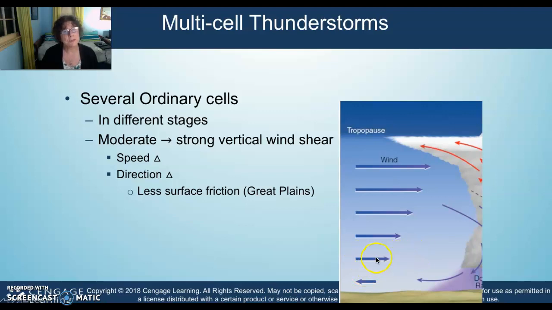You still have some friction in the lower levels of the atmosphere, but because these storms are reaching up to the tropopause, they're hitting the jet stream up there. There's a huge difference between the 15-mile-an-hour wind that you find near the surface and the 250-mile-an-hour wind that you might find up in a polar jet stream, or a 70-mile-an-hour wind that you might find in a subtropical jet stream. So you can have dramatic changes in speed for wind shear.